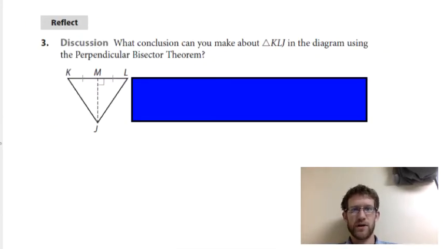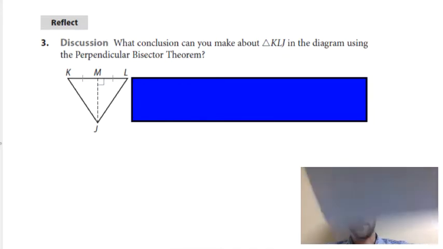Okay, what conclusion can you make about triangle KLJ? So here's triangle KLJ in the diagram using the perpendicular bisector theorem. So think about this, look at the diagram, look at the marks on the diagram, and see if you can come up with something. So pause.